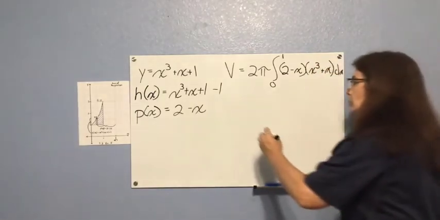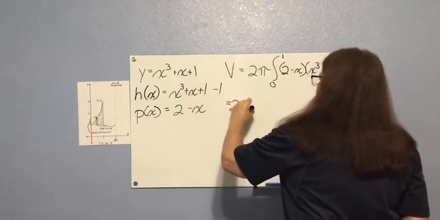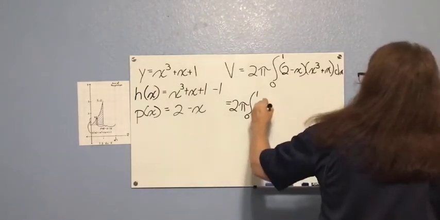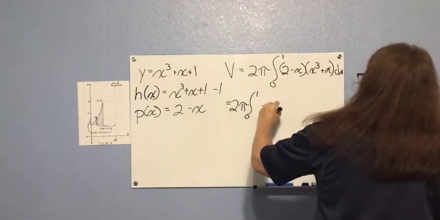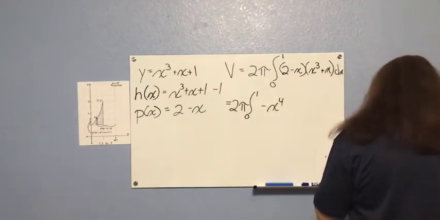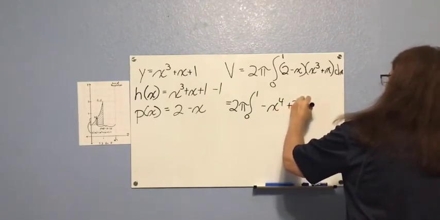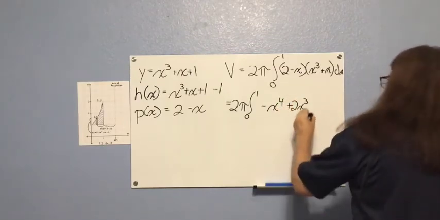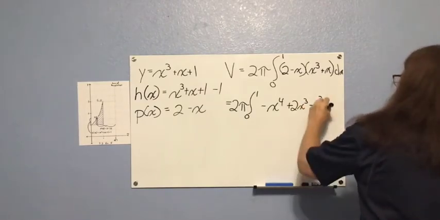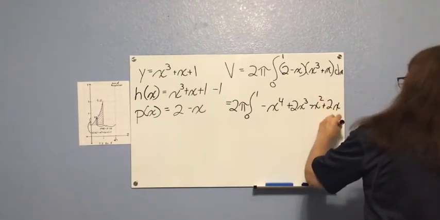dx. Okay, when I multiply that out, I get 2 pi integral from 0 to 1 of negative x to the 4th plus 2x cubed minus x squared plus 2x dx.